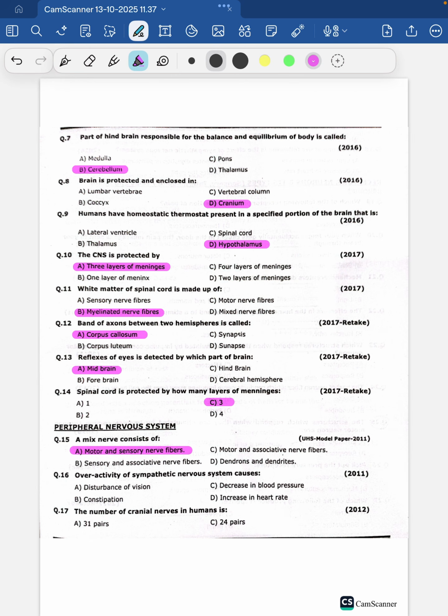If we talk about question number 16: overactivity of the sympathetic nervous system causes. Listen carefully.